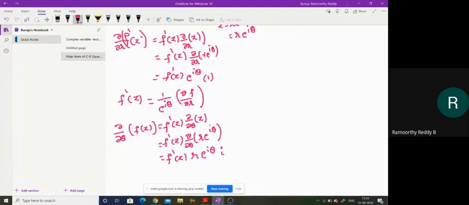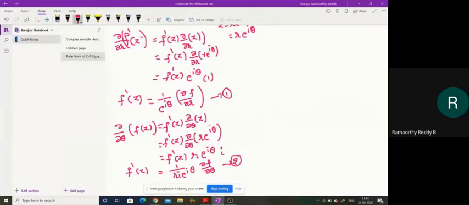So now from this it is clear that f dash of z is 1 by r i e^{iθ} into ∂f/∂θ. Now this is 1, this is 2, right? Now see, ∂f/∂r.